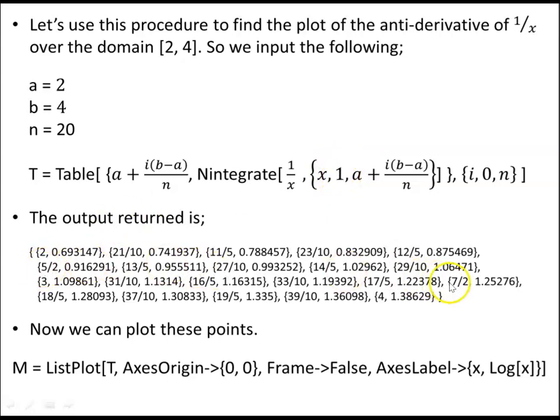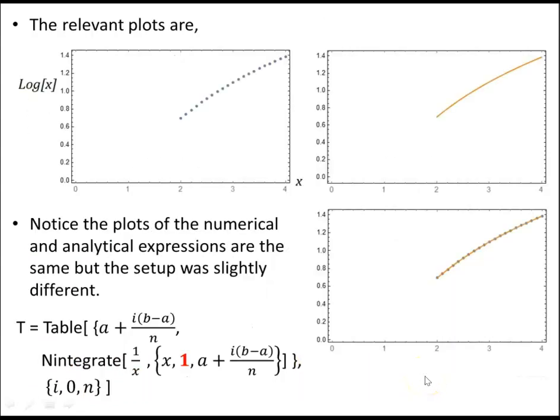So the returned output is this. We then plot this, and it's going to look like this. So we plotted the antiderivative from 2 to 4 of 1 on x. Well, the antiderivative of 1 on x is, of course, natural log of x. Plotting the natural log of x gives this object here, which is the same as the numerically obtained values for the antiderivative. You can see they're the same. Then we ask the program to superimpose the plots on a single plot, and they exactly overlap.